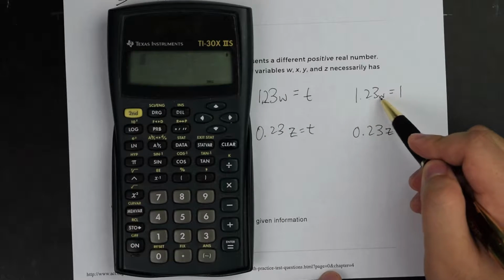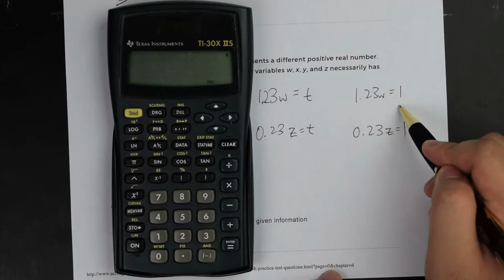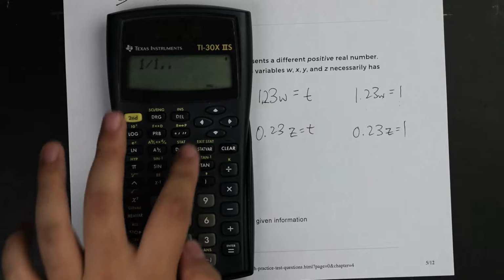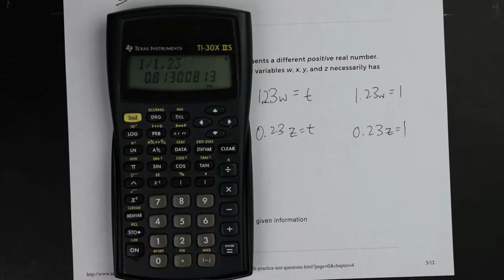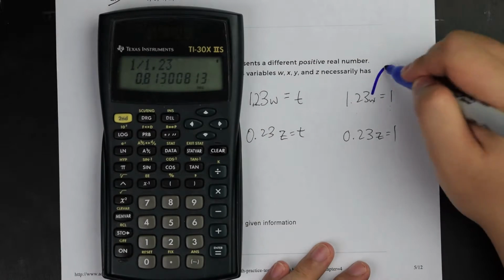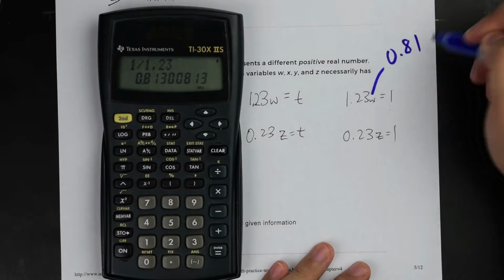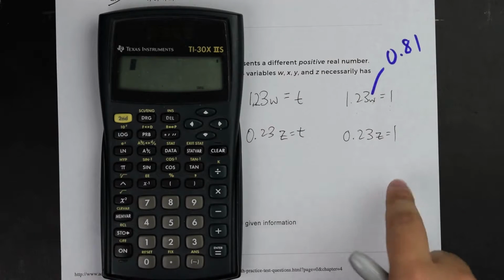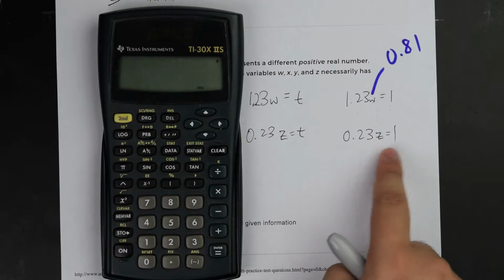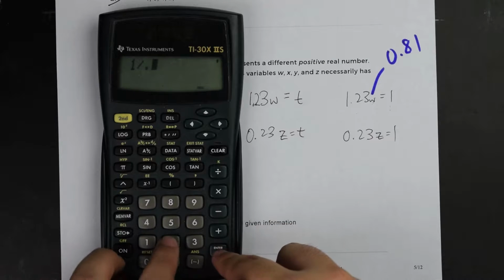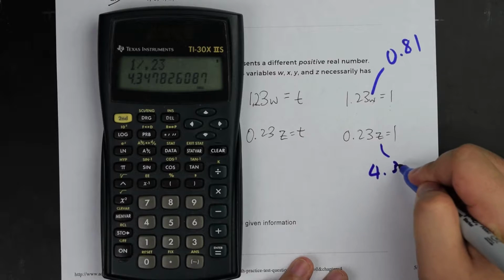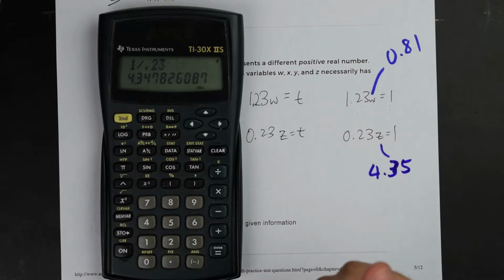So I'm going to solve for w by dividing 1.23 on both sides. If I do that, 1 divided by 1.23 is going to end up becoming a value like 0.81. So for w, sorry about that, it's going to be 0.81. And so that is something I found out right off. But if I do the same thing, dividing 0.23 on both sides right here, 1 divided by 0.23, it's going to end up becoming 4.335 basically. I'm rounding off a little bit, but it doesn't really matter.